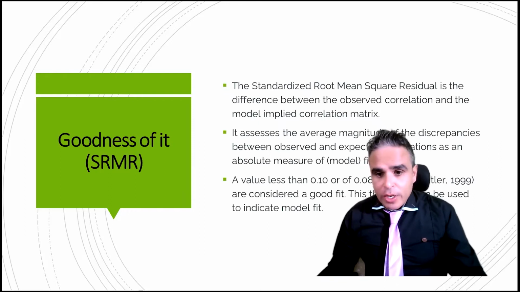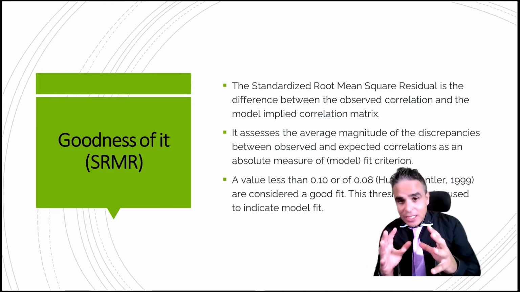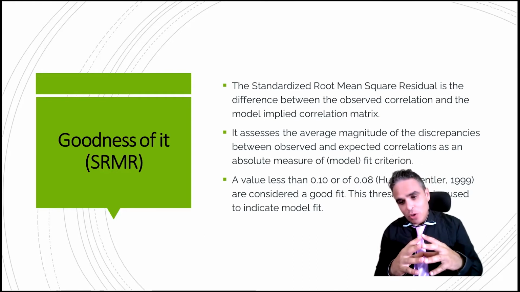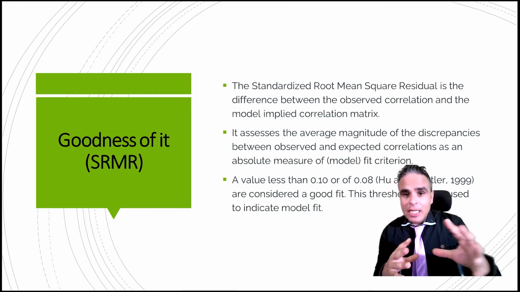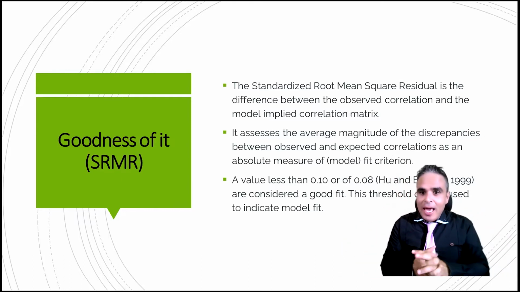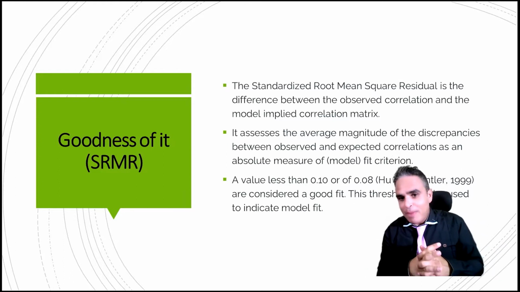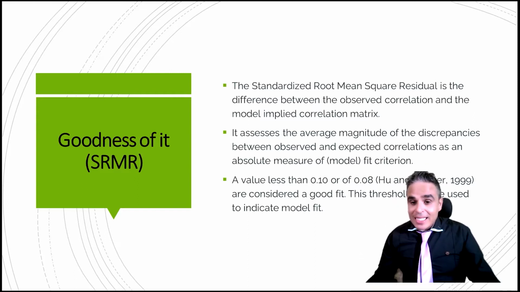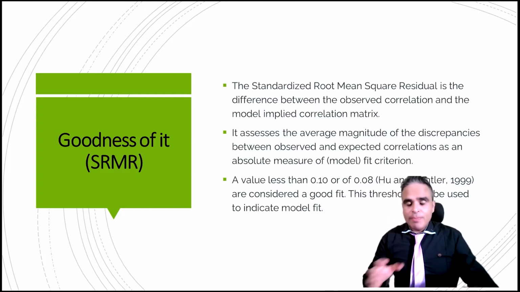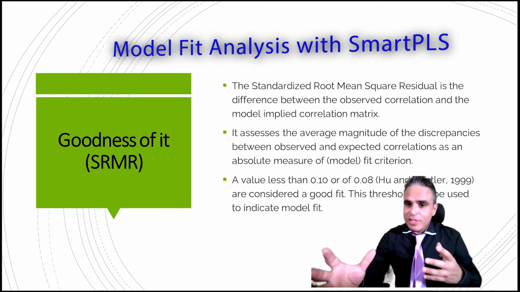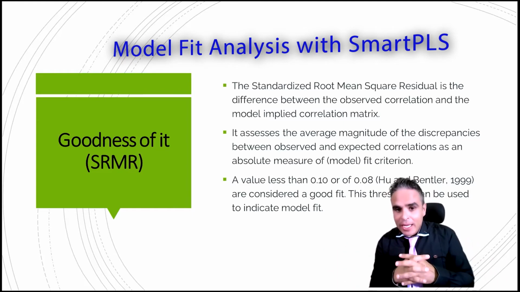Let's proceed further. Goodness of fit, the first is the SRMR. What is it? You can pause the video if you wish and find this data on the SmartPLS official website. SRMR is actually the difference between the observed correlation and the model-implied correlation matrix. It assesses the average magnitude of the discrepancy. So in this analysis, we find simply the difference between observed and expected correlations.